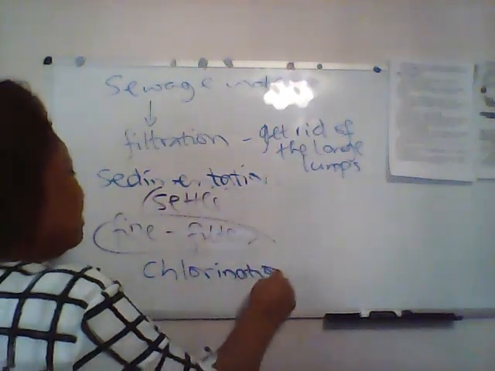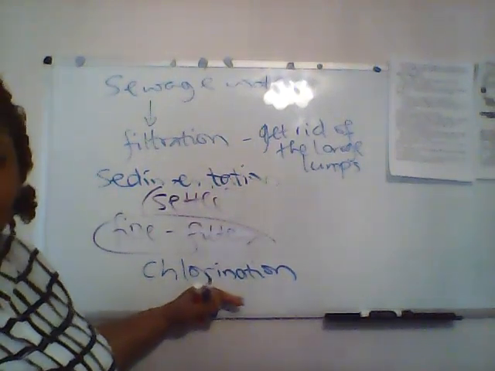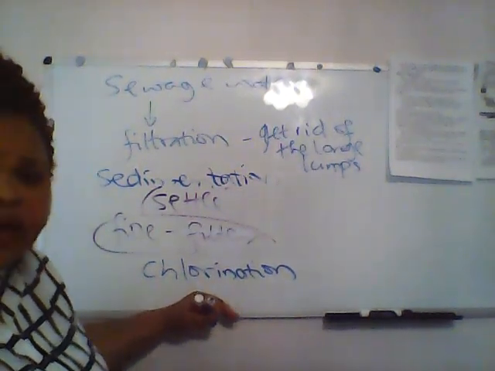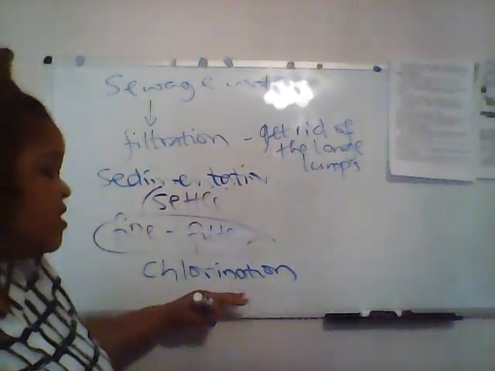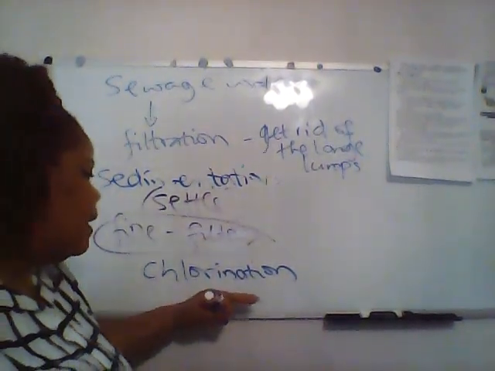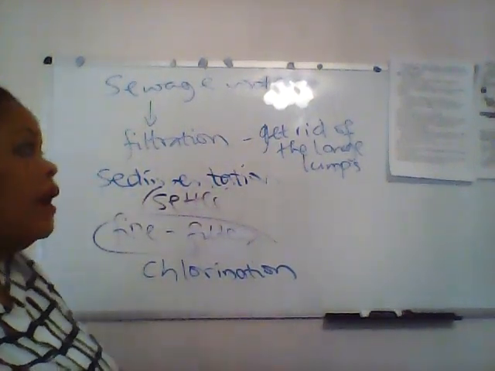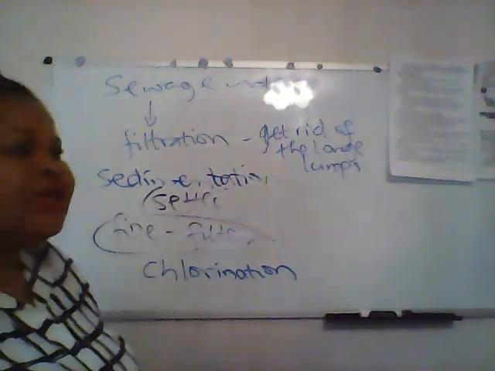Chlorination is the process of adding chlorine to water. Some of you already know that chlorine is a water purifier. This is how it is done. This is done to kill off or remove all the other particles that cannot be seen with the ordinary eyes.